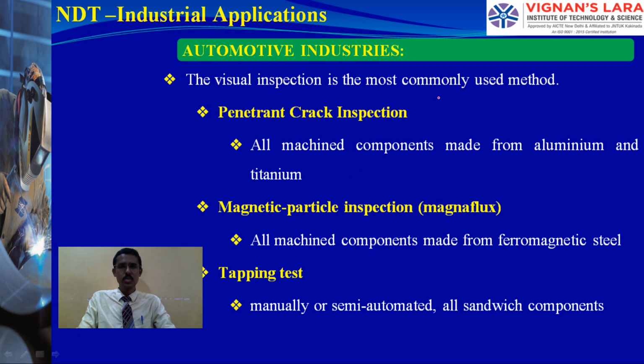So visual inspection is the most commonly used method, and penetrant crack inspections we can do. All machined components made from aluminum and titanium may be subjected to penetrant crack inspection. Magnetic particle testing we can also do for surface inspections, and it is based upon the susceptibility of ferromagnetic material, because it is a magnetization technique. Or the tapping test, knocking manually or semi-automated, we can do on all sandwich components.